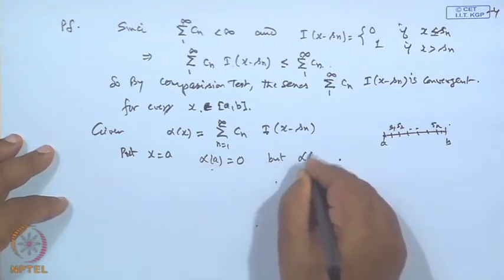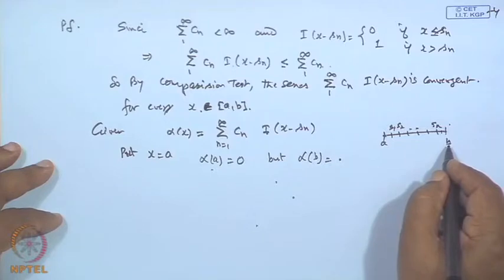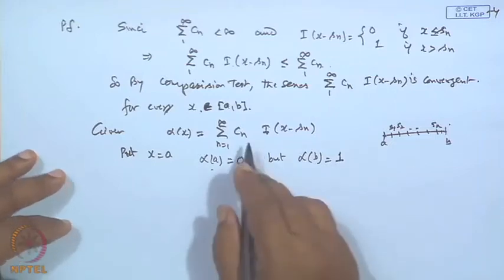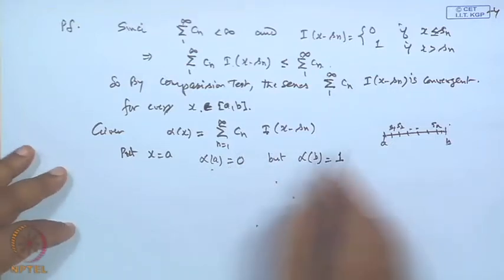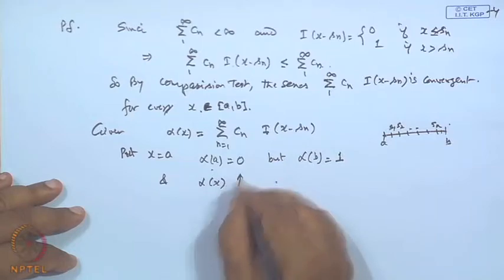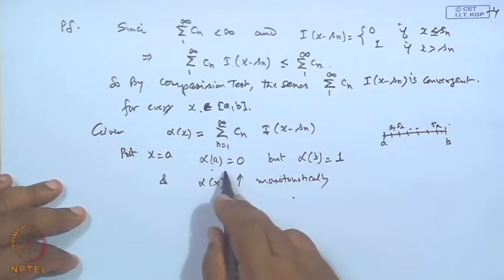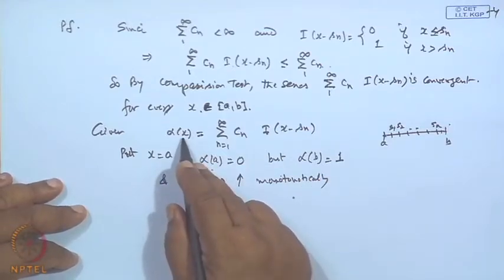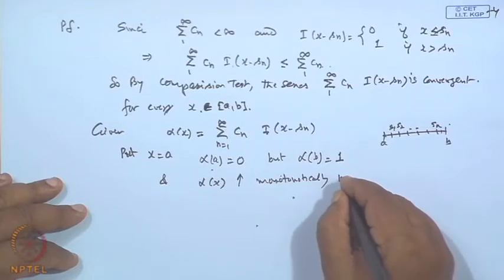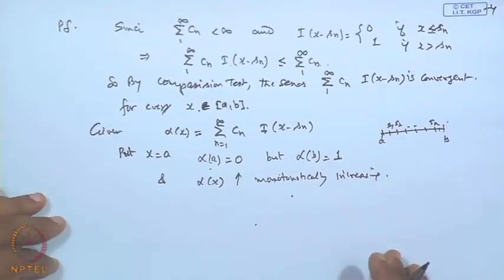But what is alpha(b)? When you take x equal to b, all the S_n are less than b, is it not? So, the value of this will be 1. So, what we get from here is that alpha(a) is 0, alpha(b) is 1, and alpha(x) is a monotonically increasing function. When you take x equal to x_1, it is less than or equal to x_2 and so on. So, it is a monotonically increasing function. So, alpha is a monotonic function, first thing.